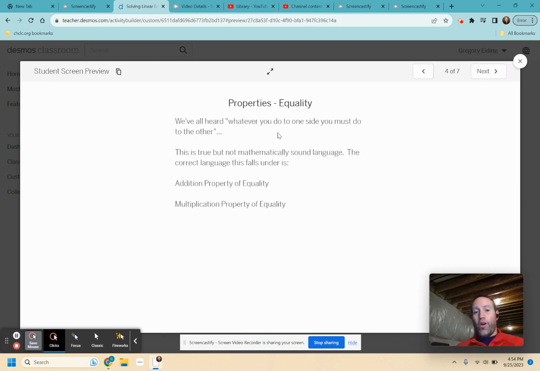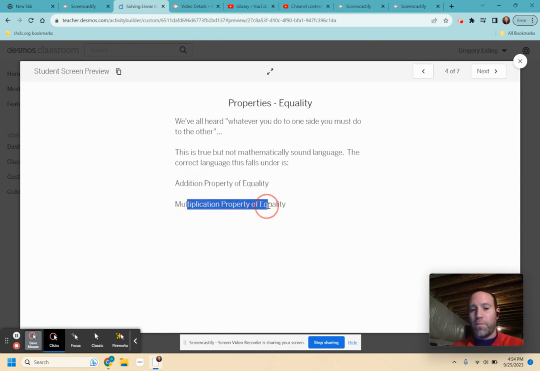So we've all heard, whatever you do to one side, you must do to the other. And this is true, but it's not really mathematically sound language. The correct language is that we have two properties: addition property of equality and multiplication property of equality. And what that essentially means is if you are subtracting something from both sides, you're doing the addition property of equality. Subtracting or adding. If you are dividing or multiplying both sides by something, you're doing the multiplication property of equality. Because division is just multiplying by a fraction.